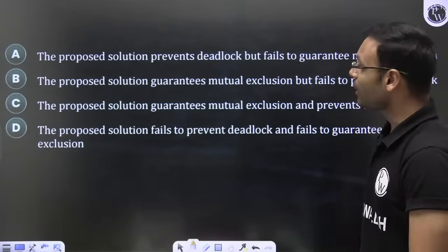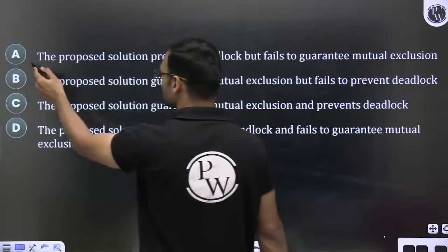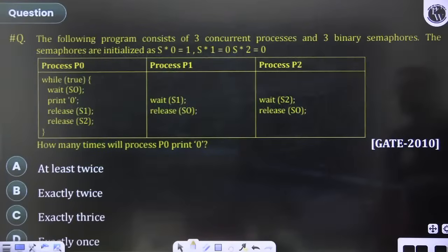Option, which one is correct now? Proposed solution prevents deadlock but fails to guarantee mutual exclusion. Option A looks correct here.